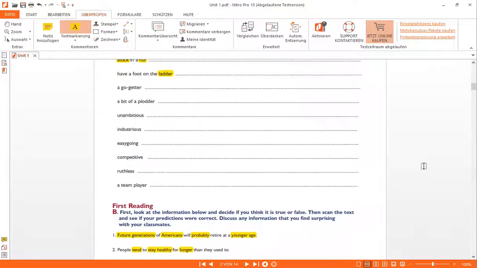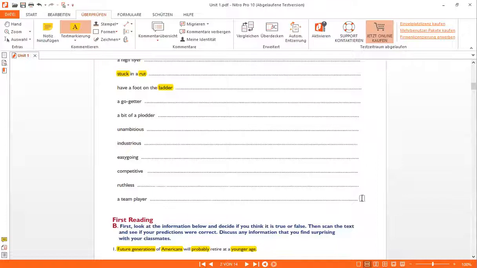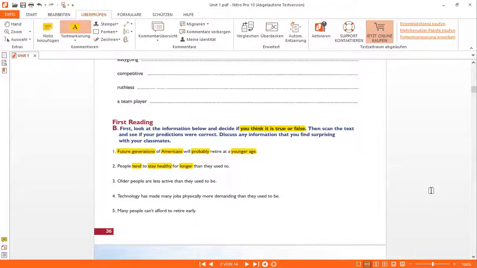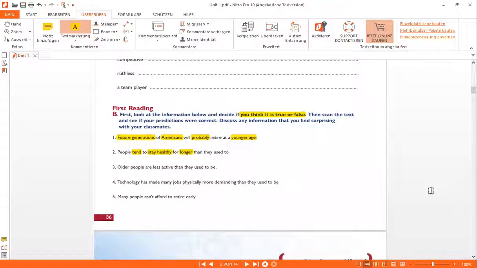So the exercise we just did in A here is connected to the exercise B. Basically what you're gonna do is, oh, sorry, it's not connected to exercise B. It's first you have to think if the statement is true or false, and then you scan the text after that to find out if it's true or false, okay?